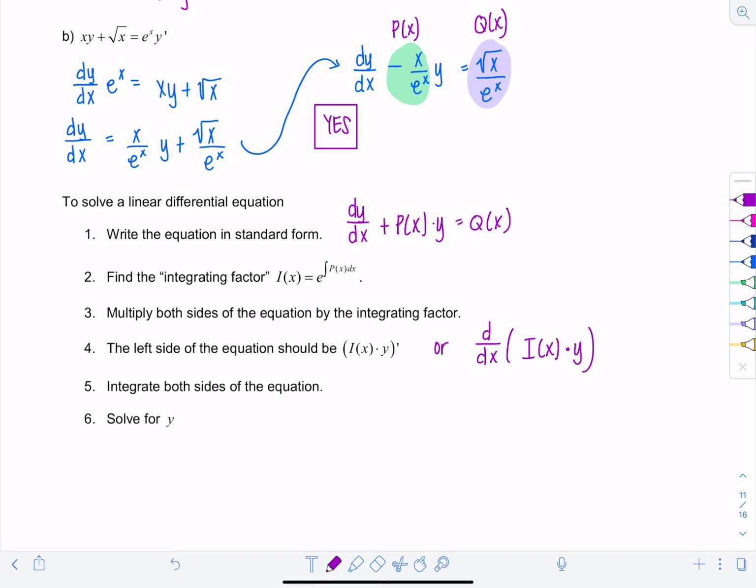If you want to know why, it's not magic. You can read the proof in your textbook or look it up online. And then from there, you just integrate both sides of the equation, solve for y. It falls into place so beautifully, really. One of my favorite kinds of differential equations. I hope you like them.